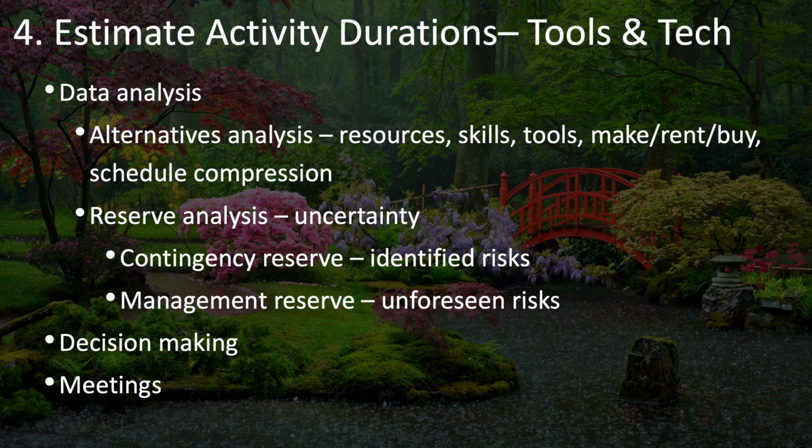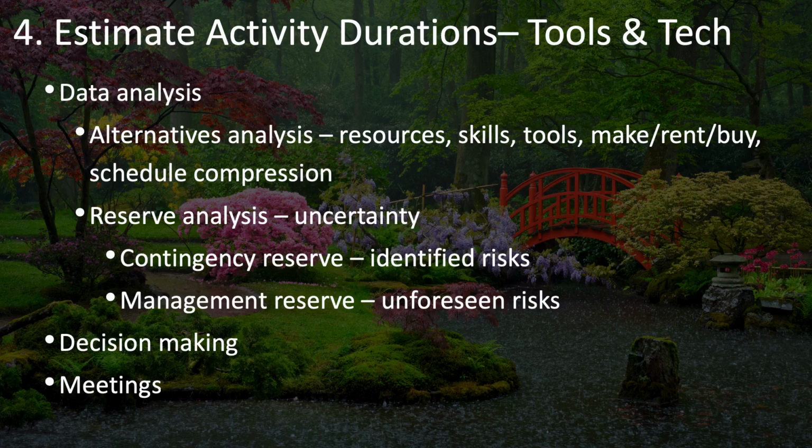Reserve analysis is all about dealing with the uncertainty. As we saw with 3-point estimating, we make an attempt to measure some of the uncertainty in these estimates, and that uncertainty can be accounted for in your contingency reserve. Your expected duration, based on your formula calculations, may come out to be a certain number, but you may also want to look at that pessimistic estimate and use some of that to allocate a little bit of reserve.